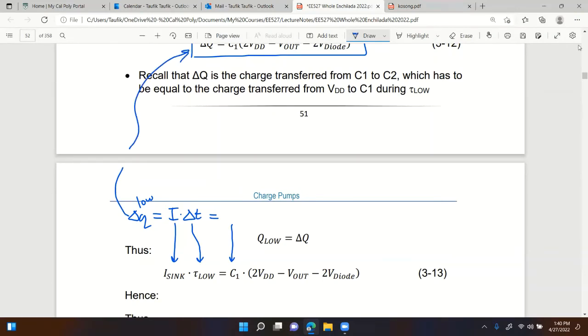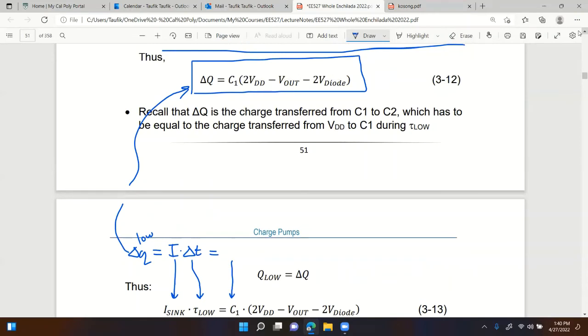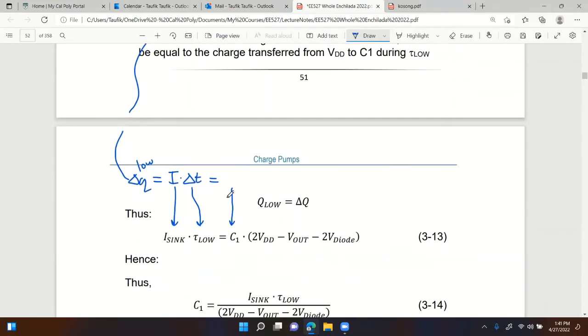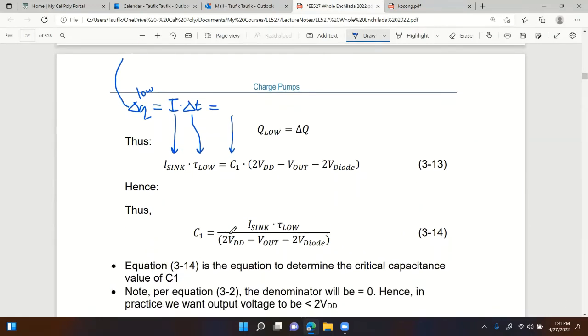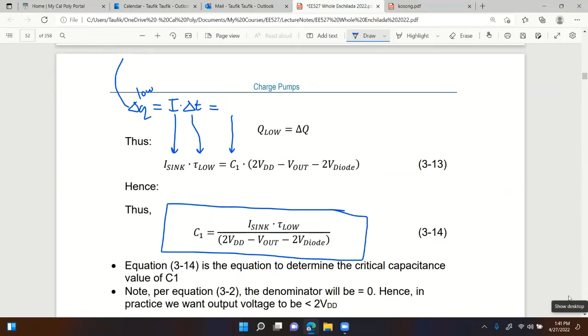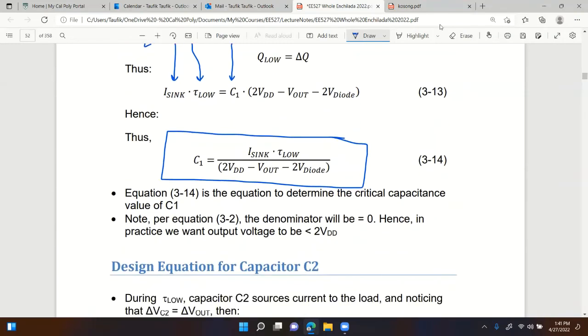Let me scroll up a little bit here. So that same equation right here is equal to I delta T, and I delta T is I sink tau low. And now I have another equation. If you solve for C1, you get C1 equal to I sink times tau low divided by 2 VDD minus V out minus 2 V diode. So equation 3-14 right here is the equation to determine the critical capacitance value of C1.